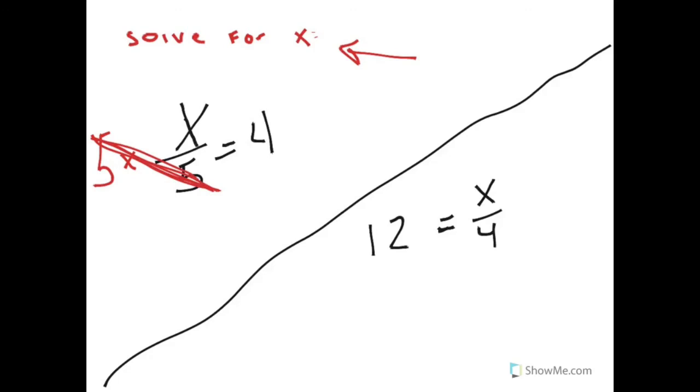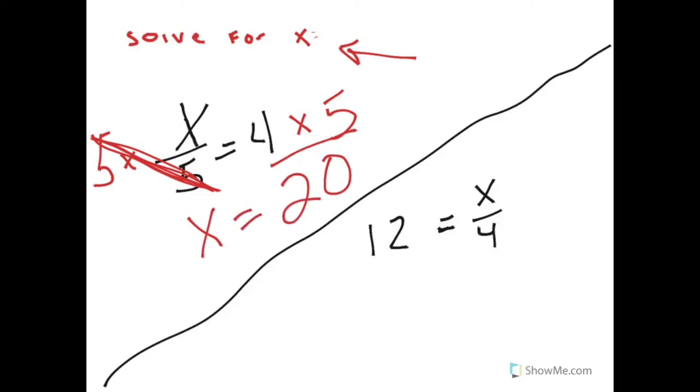Well, if we multiply by 5 on one side, we've got to do the same thing on the other side, which gives us x equals 4 times 5, which, as we know, is 20. Okay? Let's look down here. We have 12 equals x divided by 4.